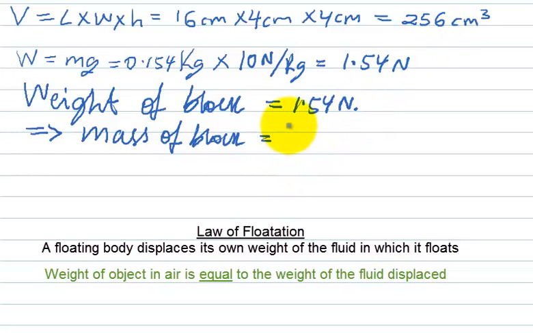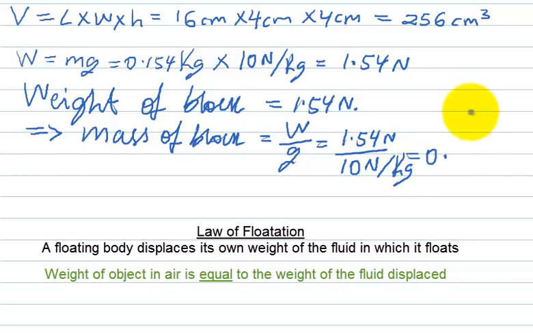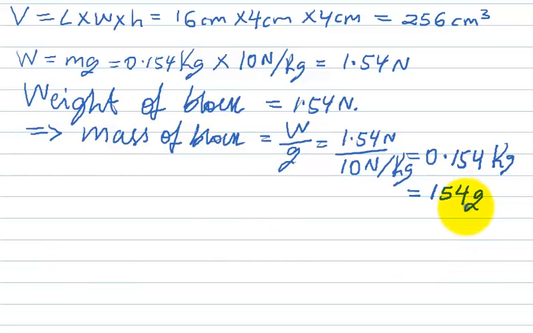So mass of the block will be equal to weight divided by the gravitational field strength, and we'll have 1.54 newtons divided by the value of the gravitational field strength, which is 10 newtons per kilogram. And this gives us 0.154 kilograms, which is equal to 154 grams. So we have the mass of the block as well as the volume of the block. These two physical quantities will enable us to calculate the density of the block.